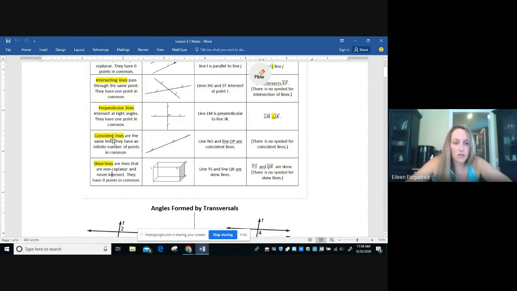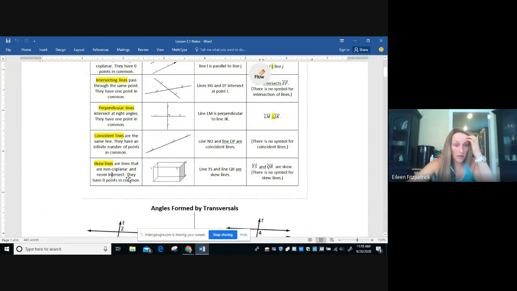Coinciding lines are two lines that have every point in common, infinite points in common, because they overlap. Okay, so if you have a line NO and a line OP, and they intersect at every single point, they overlap one another, we call them coinciding lines. There's no symbol, okay?